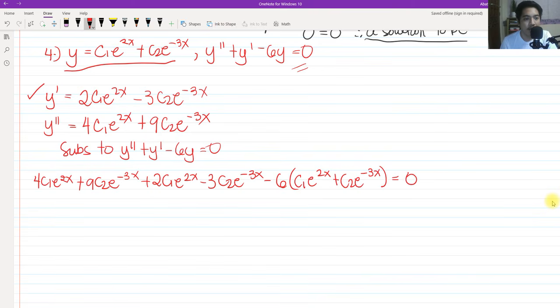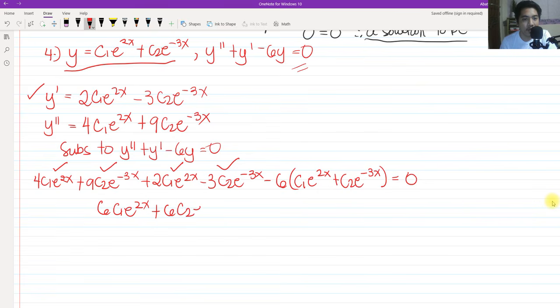So we can simplify this c sub 1 and this c sub 1. 4c sub 1 e raised to 2x plus 2c sub 1 e raised to 2x becomes 6c sub 1 e raised to 2x. We can also simplify 9c sub 2 e raised to negative 3x minus 3c sub 2 e raised to negative 3x. So that becomes plus 6.